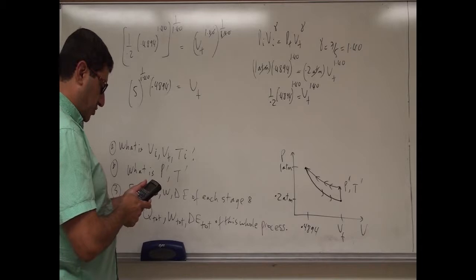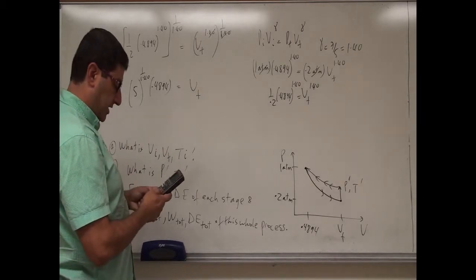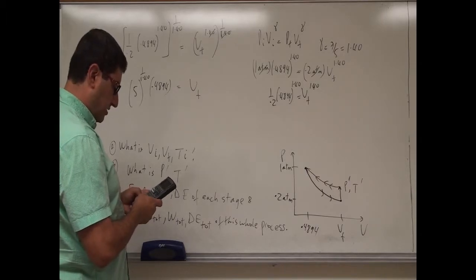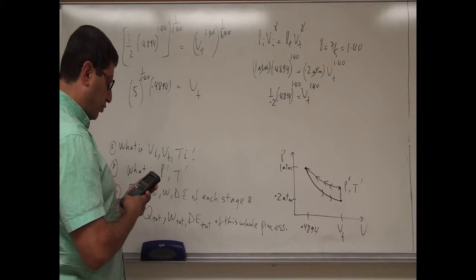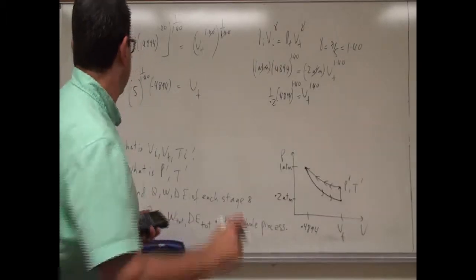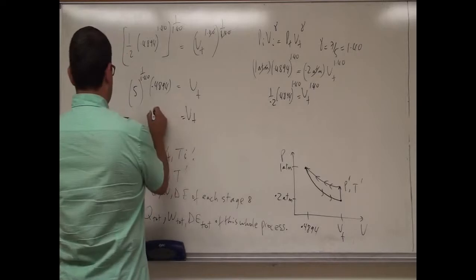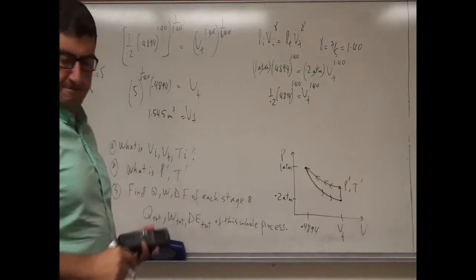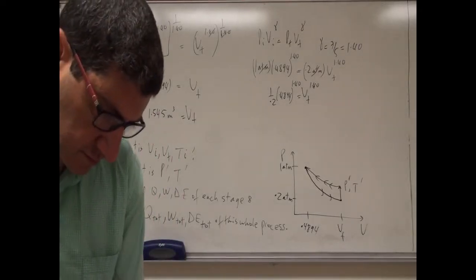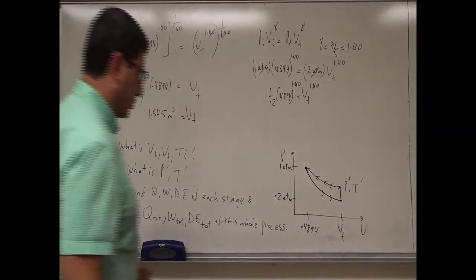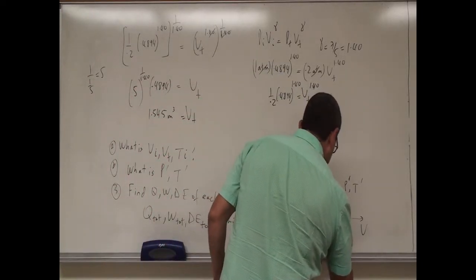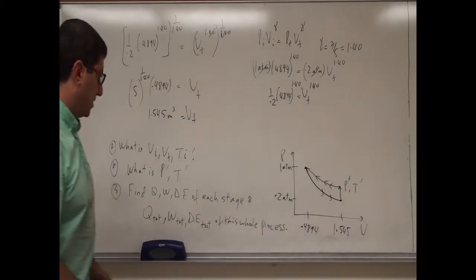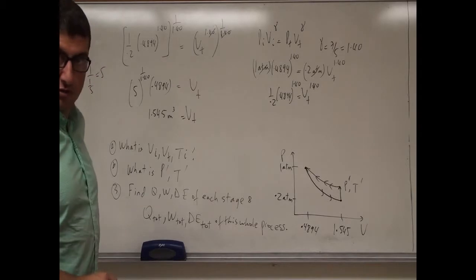So 5 to the power, then on your calculator you can do 1 divided by 1.4 and then times 0.4894. Then you're going to have 1.5. V final is going to be 1.545 meter cubed. Okay, so that's going to be our final volume, 1.545 meter cubed, right?